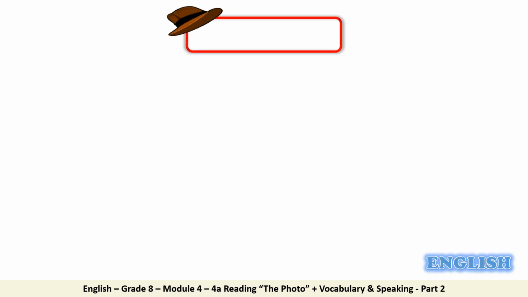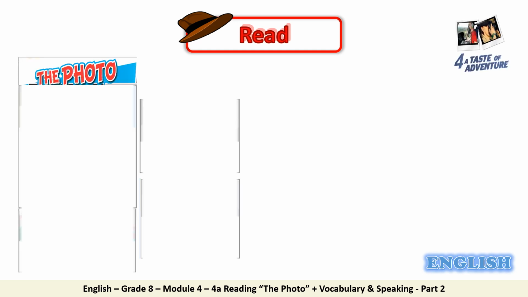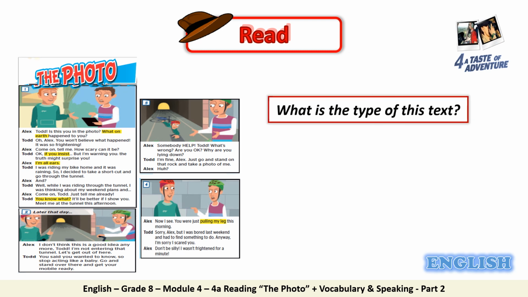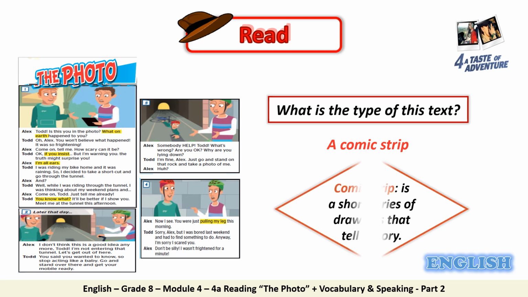Now please open your student's book, page 46. Have a look at this text. What's the type of this text? Excellent! It's a comic strip. A comic strip is a short series of drawings that tell a story.